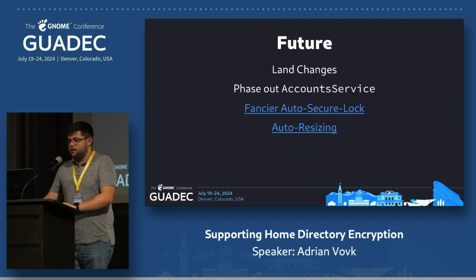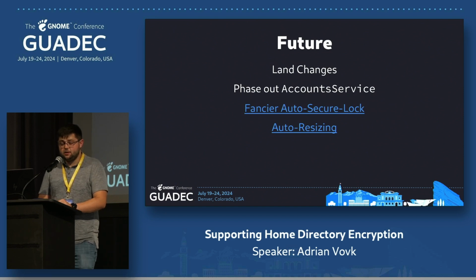Auto resizing. Due to limitations of the kernel, well, first of all, HomeD uses loopback files for the home directory, which means they have a fixed size, and due to limitations of the kernel, we cannot elegantly resize them dynamically to emulate this, like you have one /home directory and then all the users share that space. We need changes in the kernel for that. Come talk to me if you're interested in working on that. I can point you in the right direction.